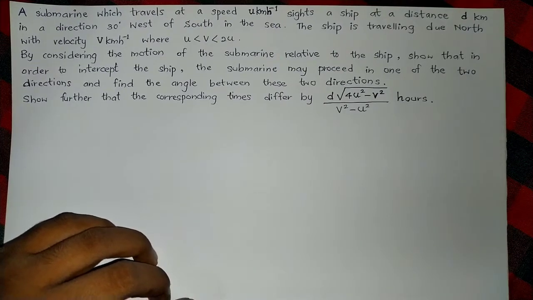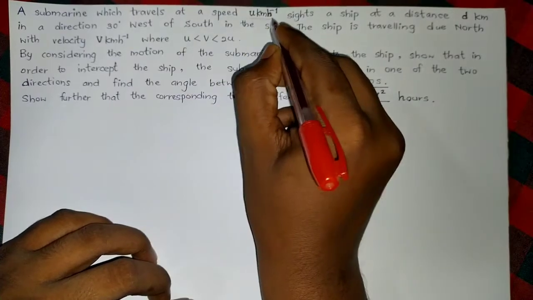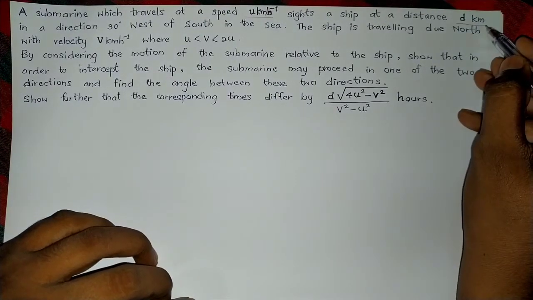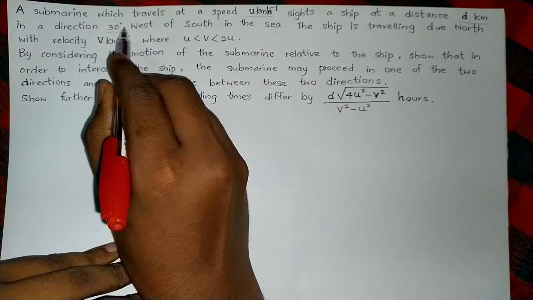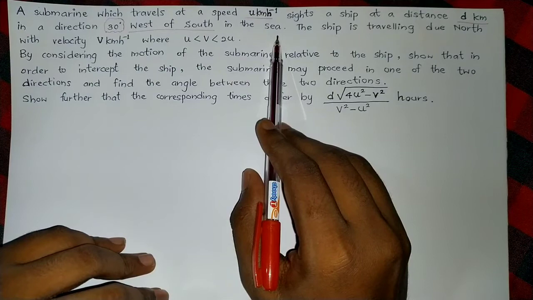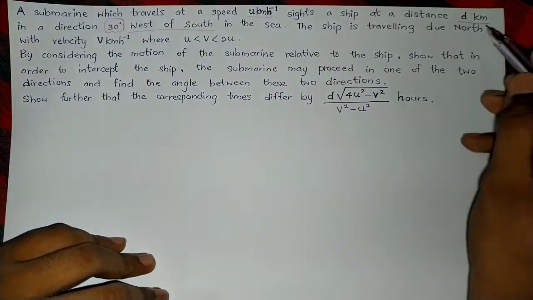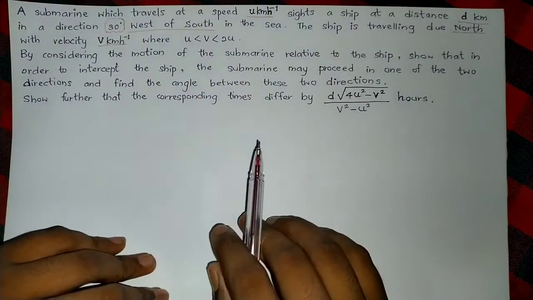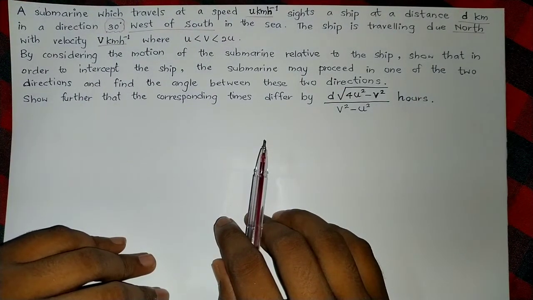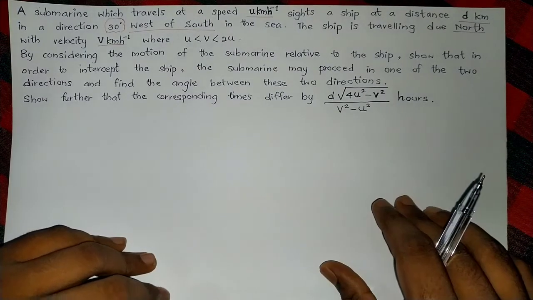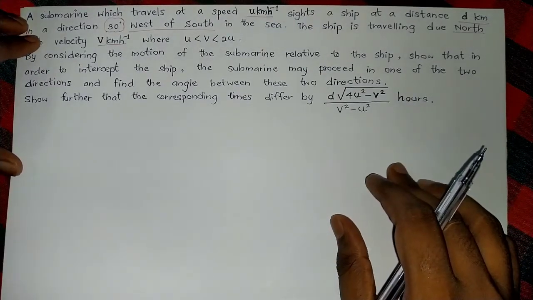It states, a submarine which travels at a speed u kilometers per hour sights a ship at a distance d kilometers in a direction 30 degrees west of south in the sea. The ship is traveling due north with a velocity of v kilometers per hour where u less than v less than 2u. Now there are 3 items in this question.